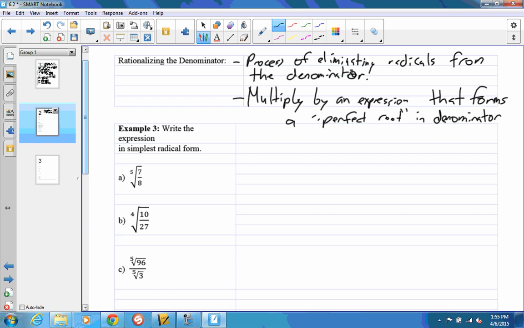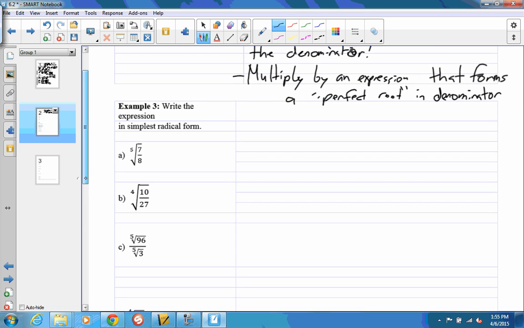Big words, but I'll show you. So the 5th root of 7 over 8. You're tempted to say, well, that's over 1, so there's no radicals in the denominator, so that's rationalized.